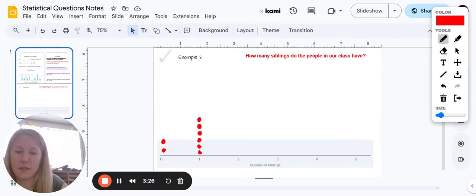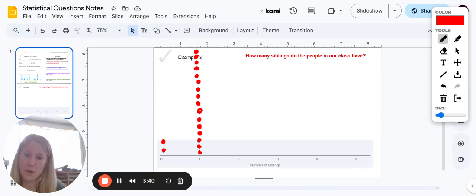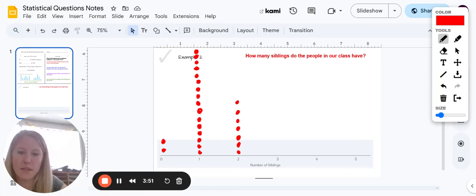5, 6, 7, 8, 9, 10, 11, 12, 13, 14, 15, 16. So if there are 16 dots on 1, that means 16 people have 1 sibling. 2 siblings was close. Let's do 8 for that. 3, 4, 5, 6, 7, 8. 3 siblings was much less. There were about 4 people with 3 siblings. And then nobody had 4 or 5, but 1 person had 8 and 2 people had 9.